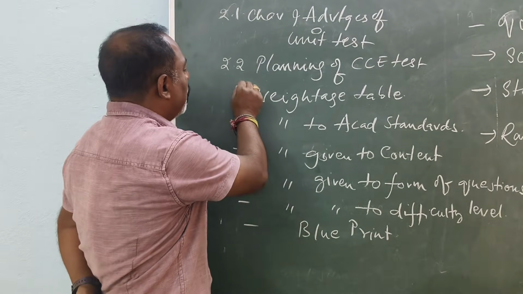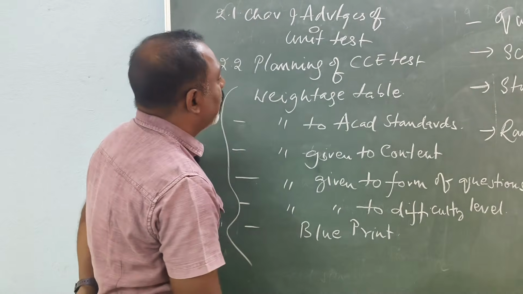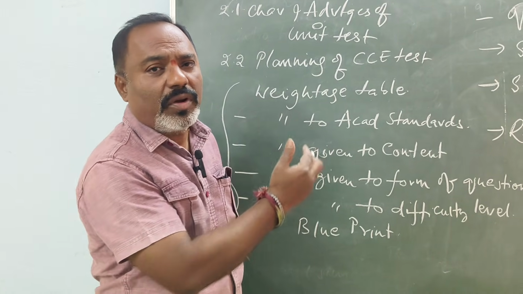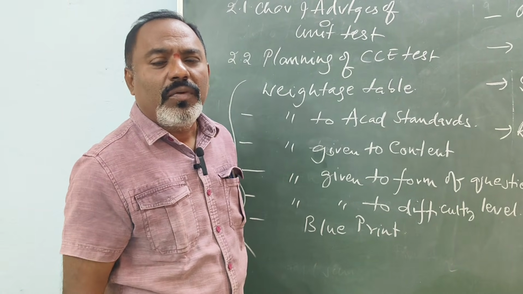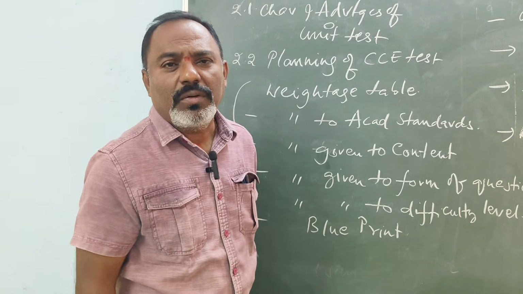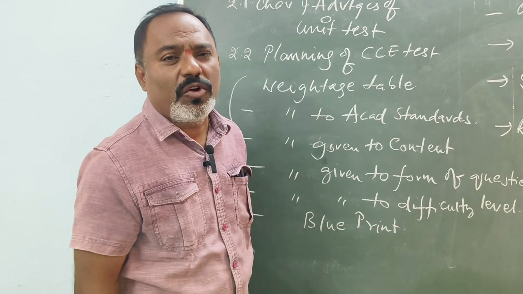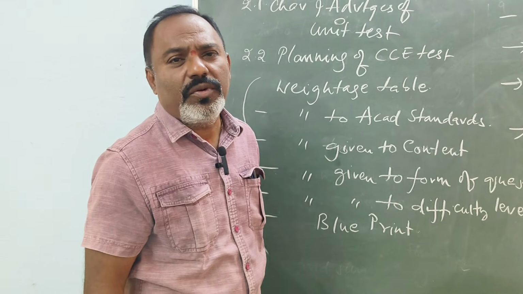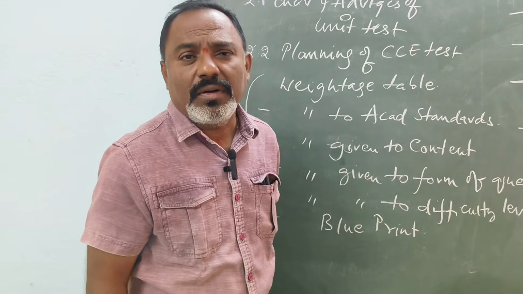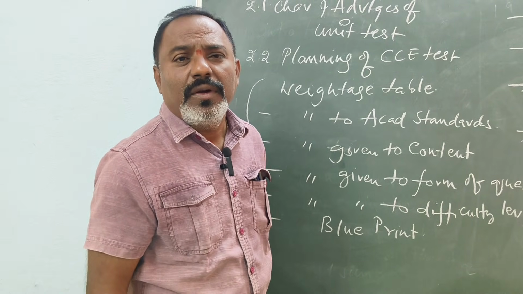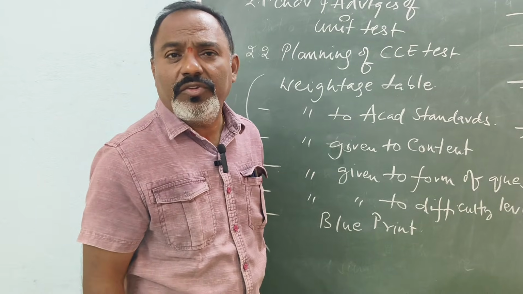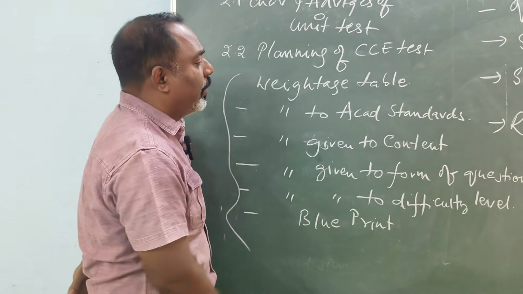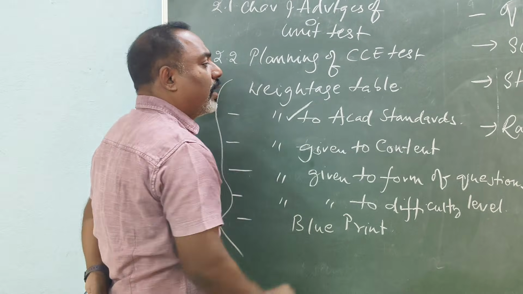And then coming to this part, it is very important. Weightage table. It should be in the form of columns. For example, for knowledge questions, how much weightage you have given. For understanding, how much weightage you have given. For application, how much weightage. For skill questions, how much weightage you have given. So the weightage table should be prepared, and particularly regarding academic standards.